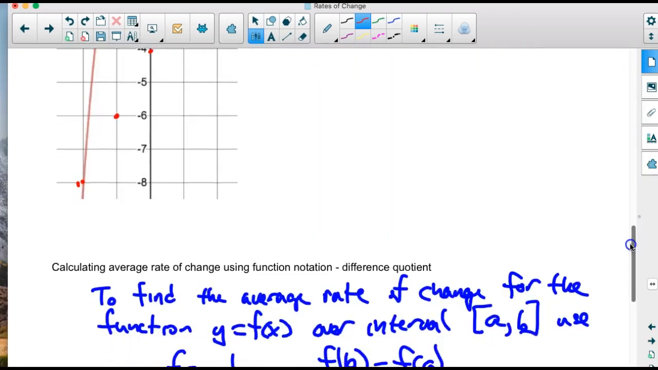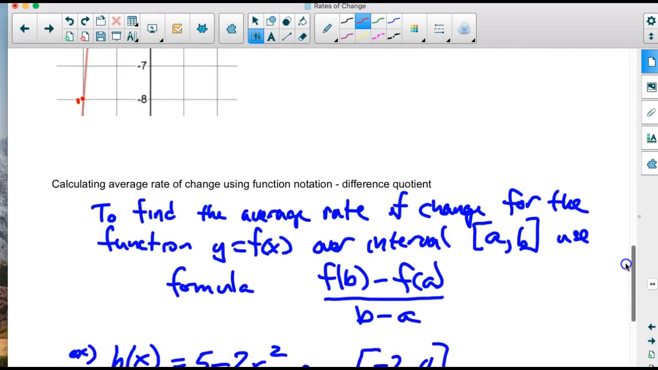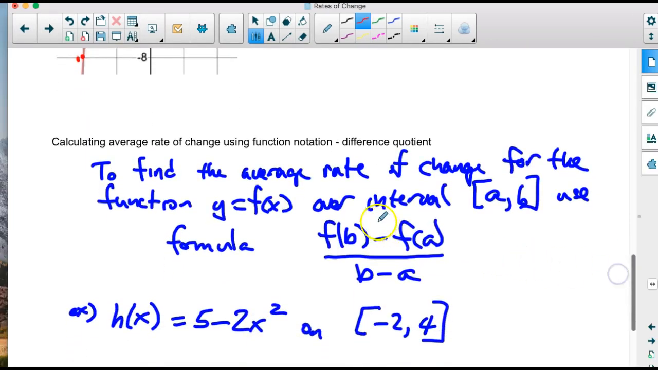Now if we have average rate of change of a function, we're going to change your slope equation to function notation. These f(b) and f(a) represent y2 and y1, where this is x1 and x2 in the interval. The interval gives us the x values, and these are the y values here. We're going to do a couple examples of this.